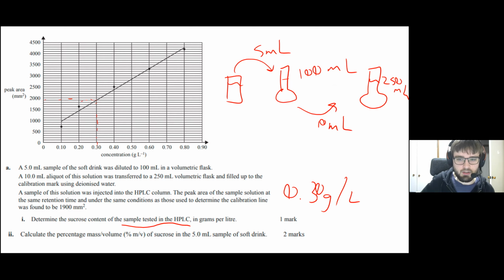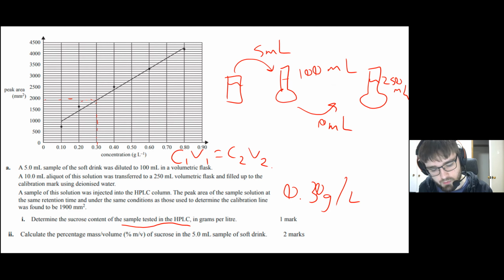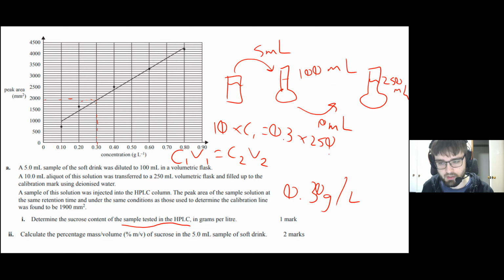Now, when we're doing the dilution calculations, we're going to have to go back 2 steps to find the original one. So we've gone 10 to 250. Now you can say that that's a 25-fold dilution, therefore I'll multiply the concentration by 25. If you remember it from last year and prefer to do that, you can also use the C1V1 equals C2V2 equation, plug everything in there, and you'll get the same thing. So here, we don't know this one, we'd say V1 was 10 times C1 equals 0.3 times 250. It's the same calculation really.